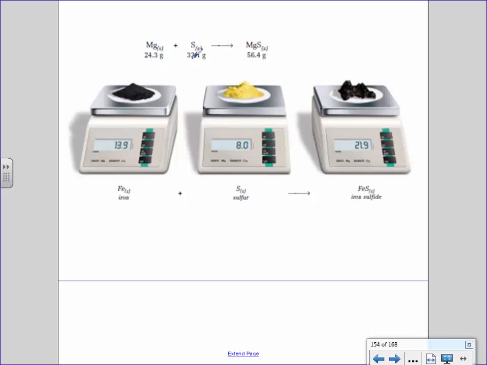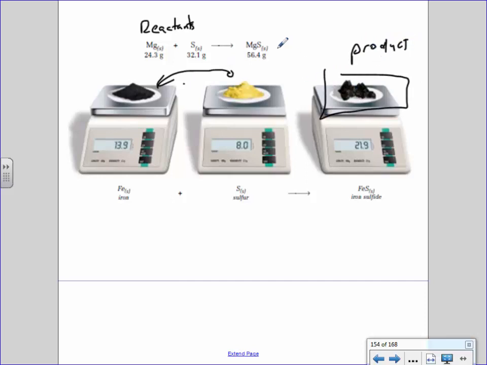He took some sulfur, 32.1 grams of it. He took these two things as reactants, and he combined them together to make a product. And what he discovered is that the magnesium sulfide actually weighed whatever this one plus this one was. It equaled the final one.